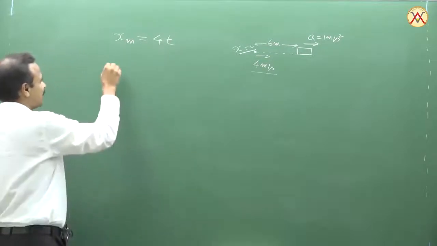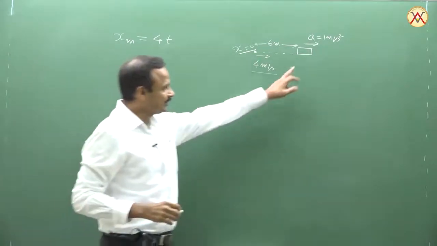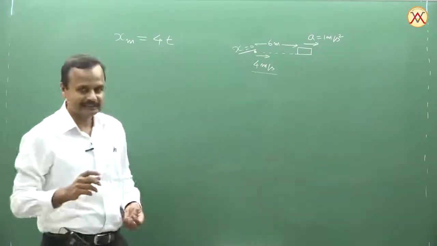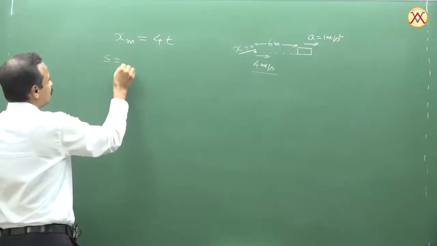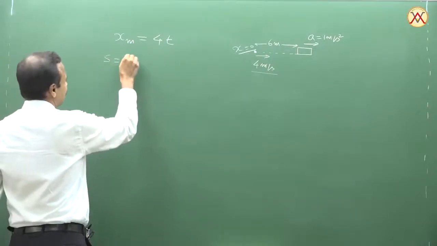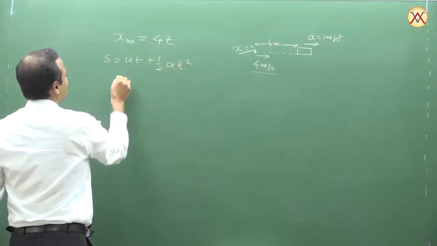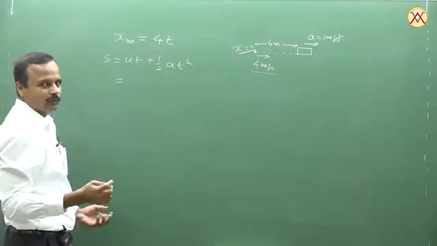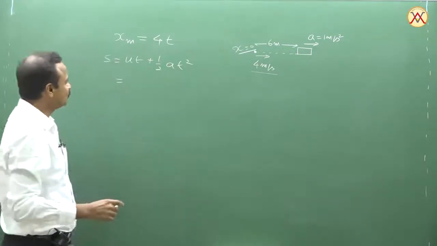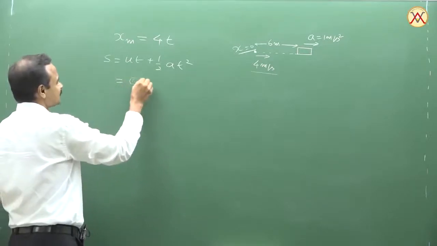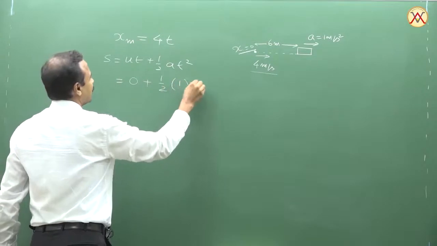What about the x coordinate of the bus? See, for the bus, because it is moving with some acceleration, we will use the equation s is equal to ut plus half at square. Now the value of u is 0 because the question says it starts to move. So u is 0, so the first term is 0. The second term will be 1 into t square.